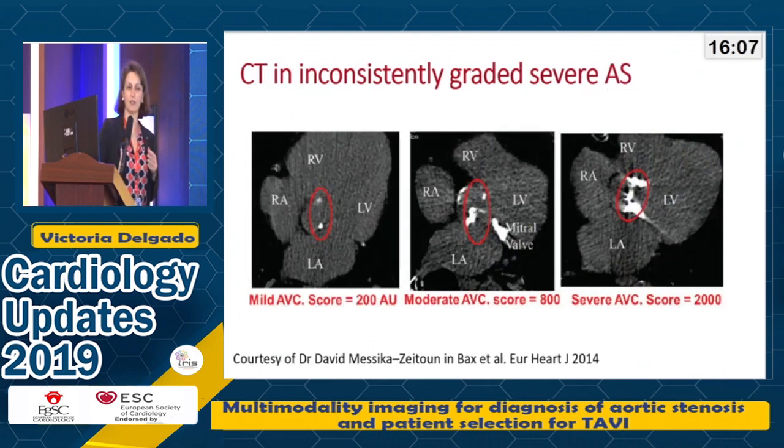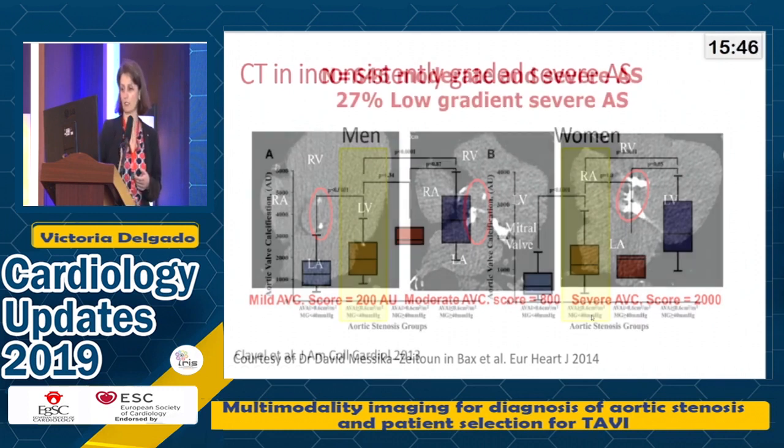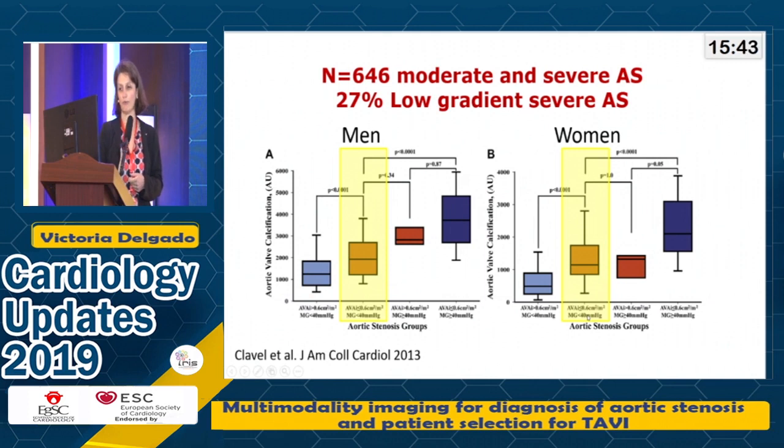In that case, I think that CT has helped us to identify the patients that have severe aortic stenosis. And we know that the higher the burden of the aortic valve calcium on non-enhanced coronary computed tomography, the higher the probability of having a severe aortic stenosis. And this was shown by the group of Philippe Pibarot, for example, in this retrospective study of 646 patients with moderate and severe aortic stenosis, 27% of them with low-gradient severe aortic stenosis.